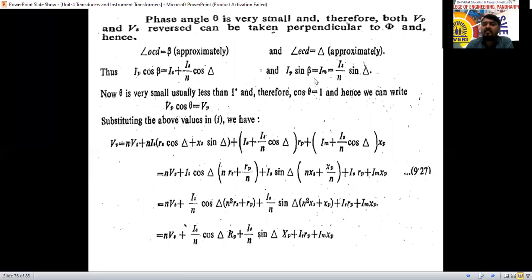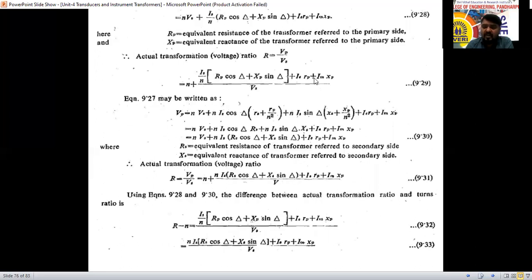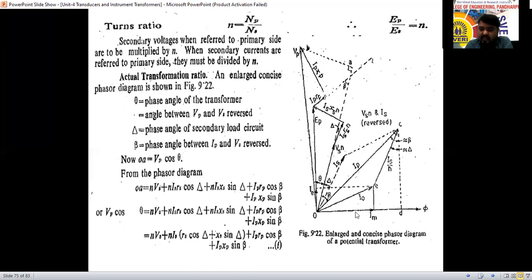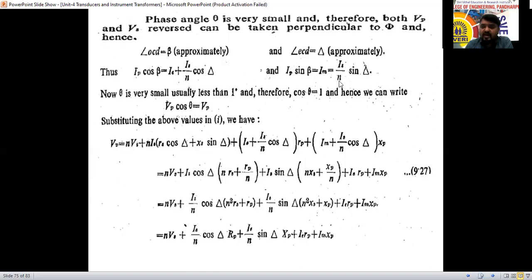Similarly, IP sin beta equals IM plus IS by N sin delta. This is plus here. Actually, it is not minus, it is plus here. IM plus IS by N sin delta. So this one we have to substitute in equation number 1.